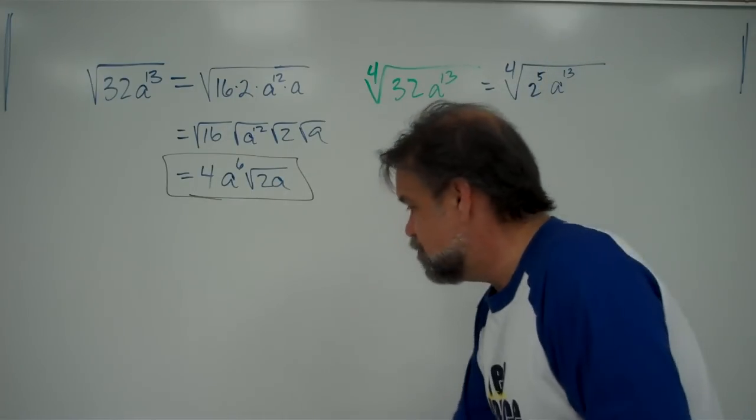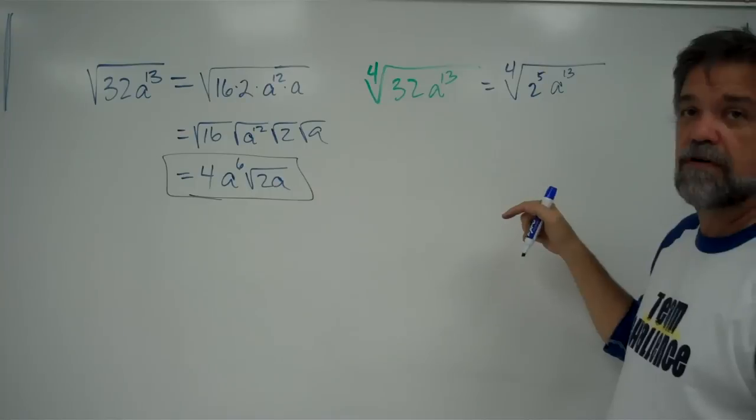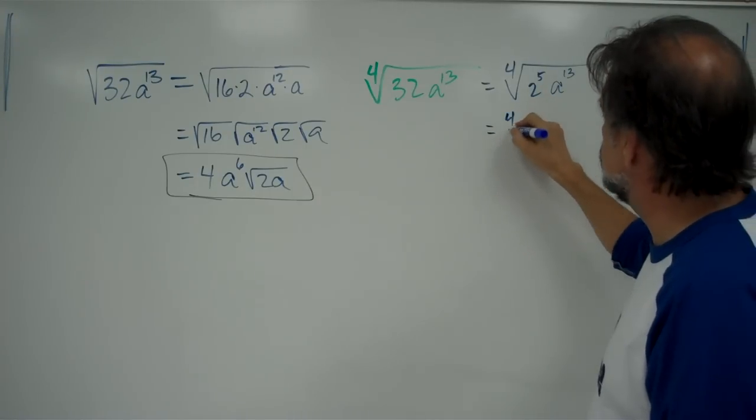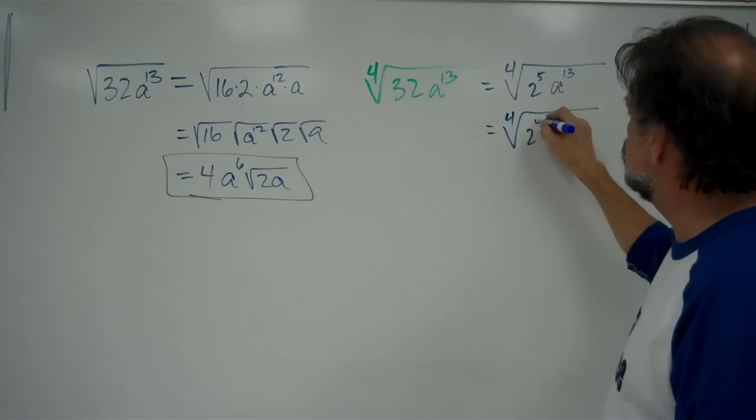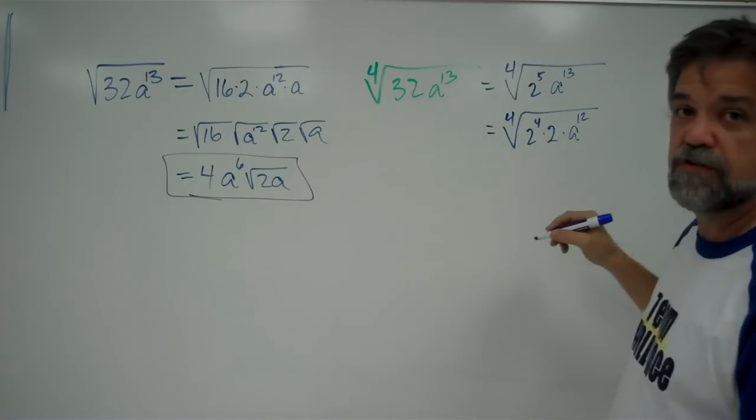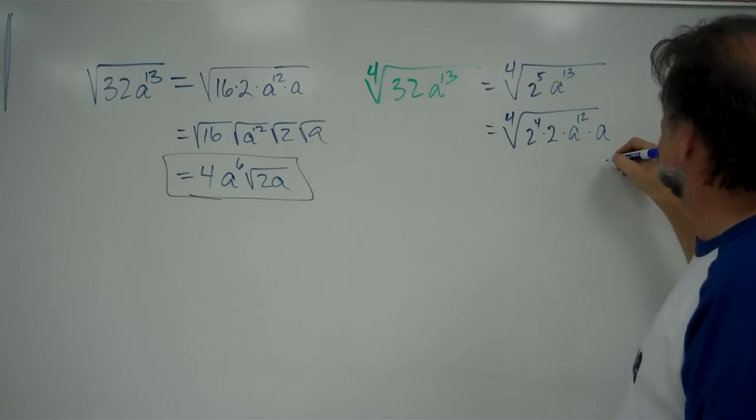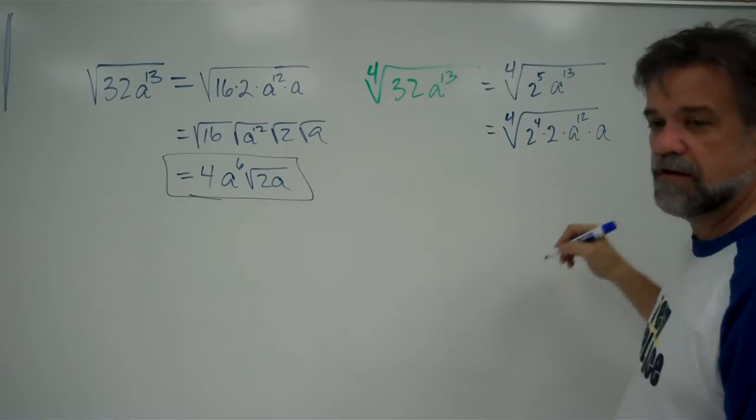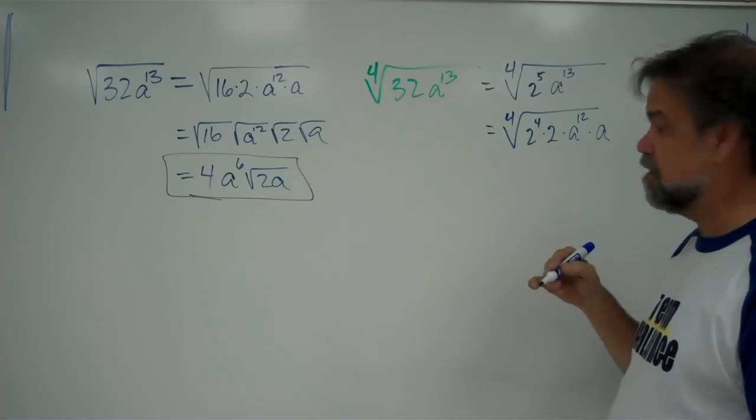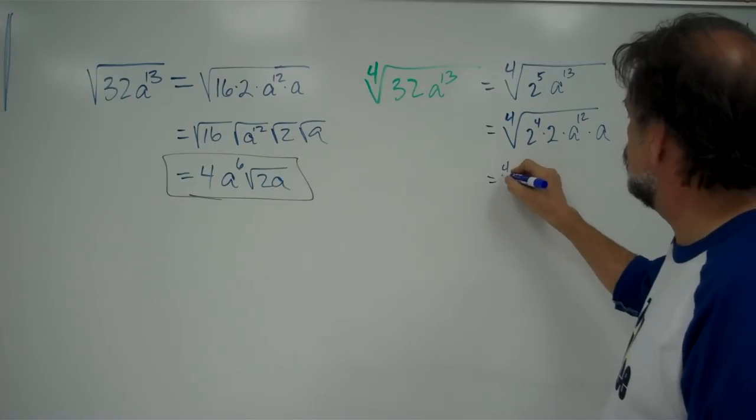So now what do we do? We want the fourth root. So we want to find the largest perfect fourth inside of these two factors. Well, that's going to be 2 to the 4th times 2, and a to the 12th, because 12 is a multiple of 4, times a. Let me check with this. Yes, indeed. All right. So that means this is the fourth root.